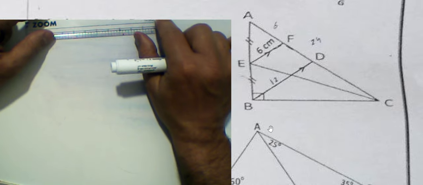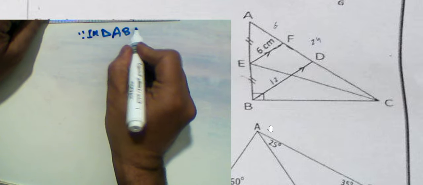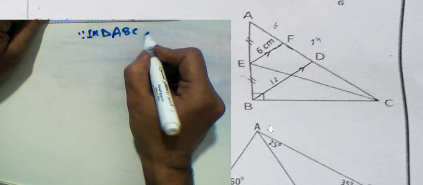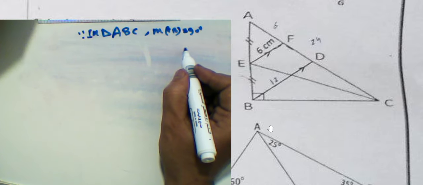We have a triangle here, right angle triangle at B, and E and F. E is the midpoint of AB. EF is parallel to BD. We want to find the length of EC and the length of EF. Okay, first I will work with the first triangle ABC. In triangle ABC, the measure of angle B is 90 degrees.